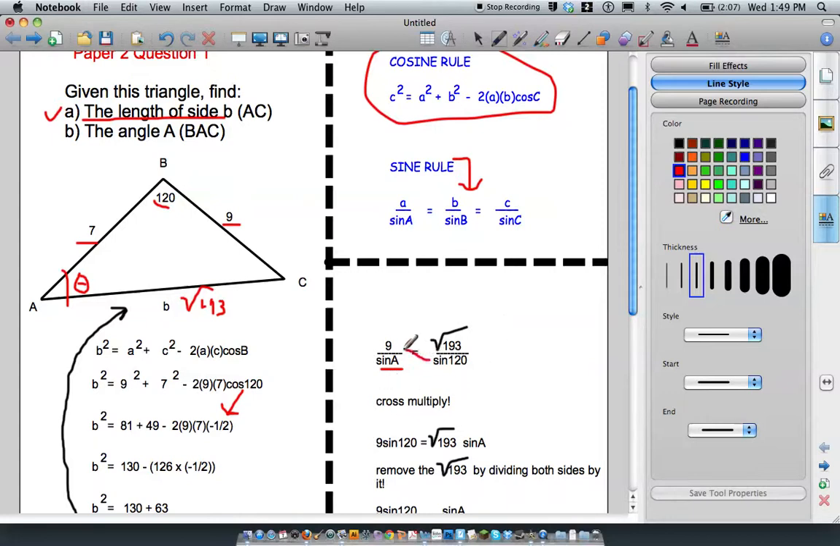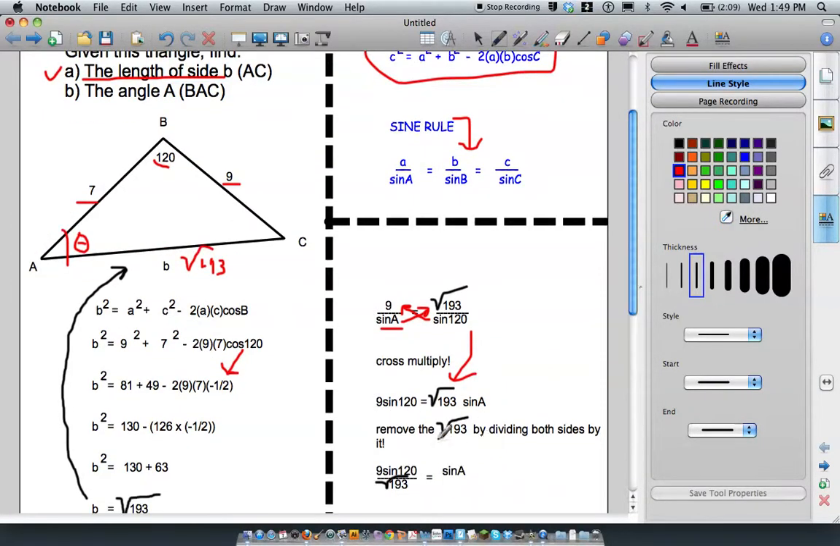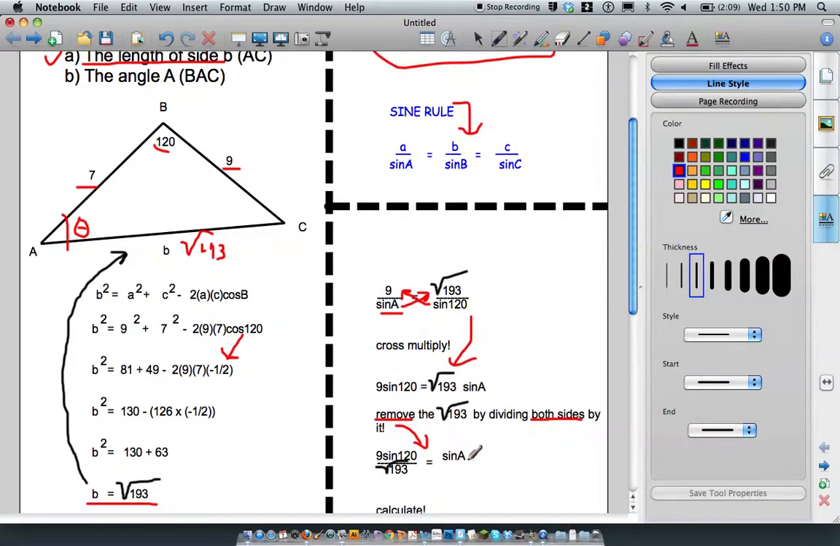So we cross multiply, and we get 9 sine 120 is equal to the square root of 193 times the sine of A. So then we remove the square root of 193 from the side with the sine of A by dividing both sides by the square root of 193. So then we get this. 9 sine 120 over the square root of 193 is equal to sine of A.